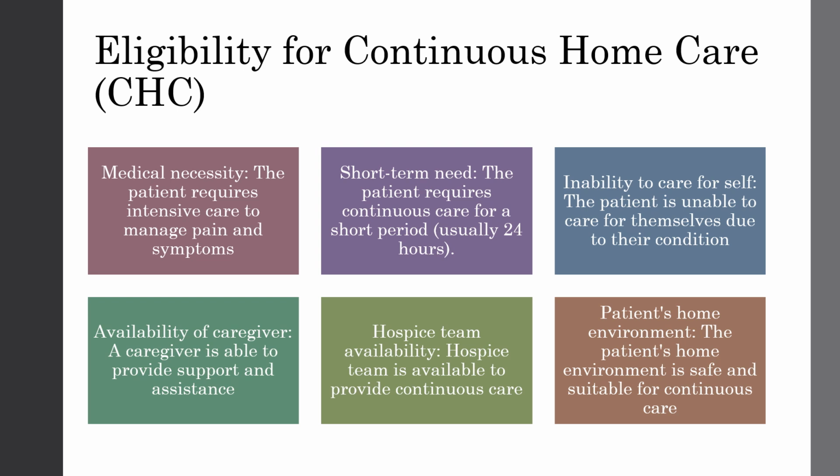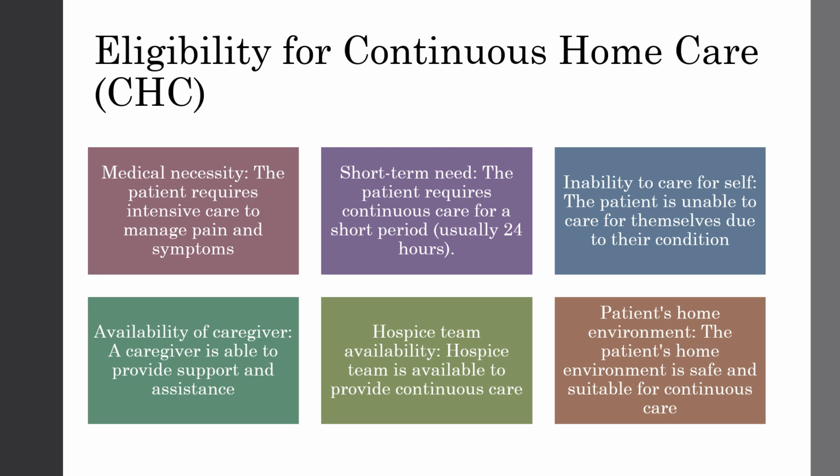So the patient's pain, anxiety, agitation, safety, or any other need must be preventing the patient from being able to care for themselves. This could also be an exacerbation of their terminal illness. The caregiver must be available on site to support the patient and the hospice team in providing care for this patient. The hospice team must have availability to be able to provide support in the crisis or continuous care.